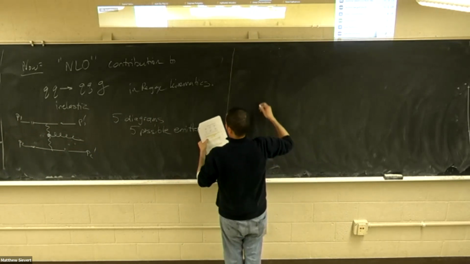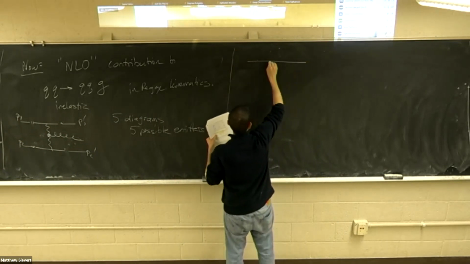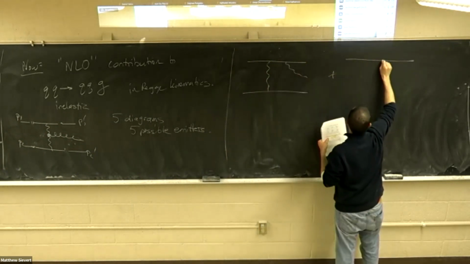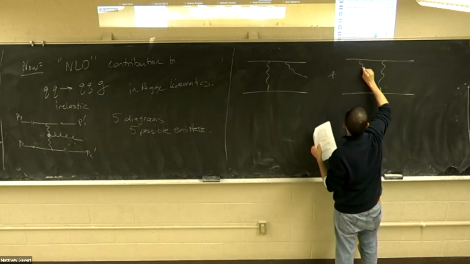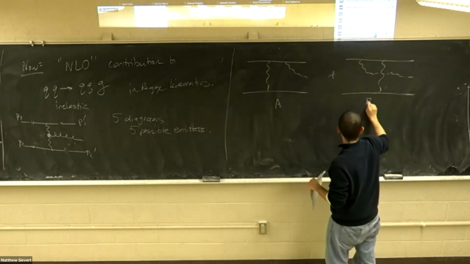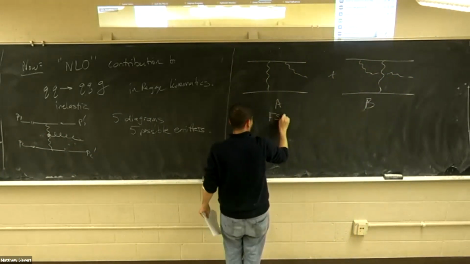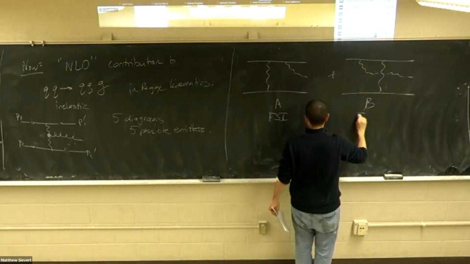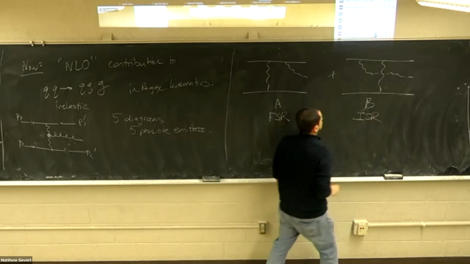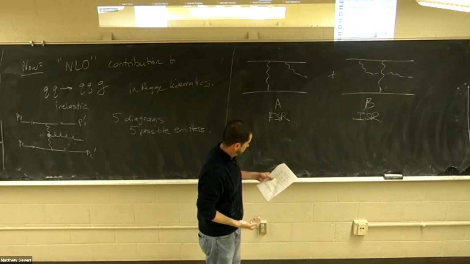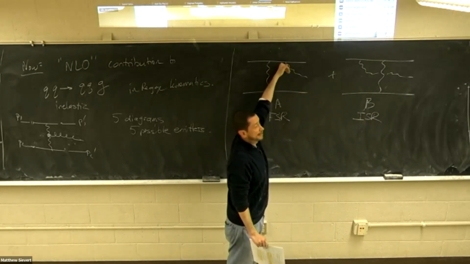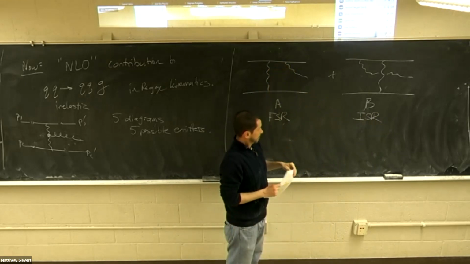So the ones that I'm going to focus on primarily are what I call in the notes diagram A and diagram B. This is the final state and initial state radiation cases A and B. So this is my final state interaction. This is my, let's say, final state radiation. And this is my initial state radiation diagram. The ones where the radiation comes off the lower leg, I can just get by symmetry from these ones.